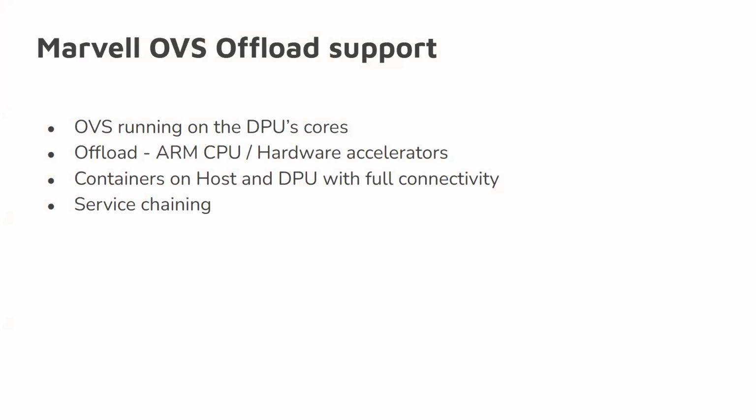So what does OVS offload mean? It means that all OVS services are running on the DPU cores. In terms of the host, the entire OVS is offloaded to the DPU, but the actual data path flows are either processed by the DPU cores or by the DPU hardware, which is of course the most desired option to gain optimal results. It provides full connectivity between host and DPU containers, which can also be used for service chaining functionality.